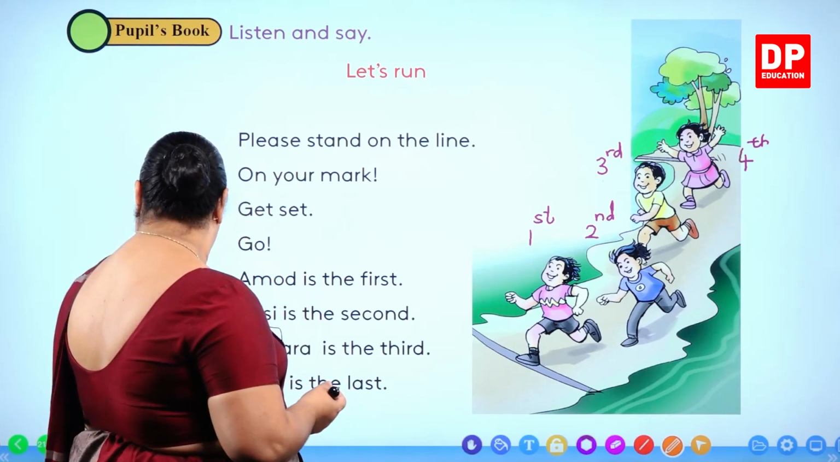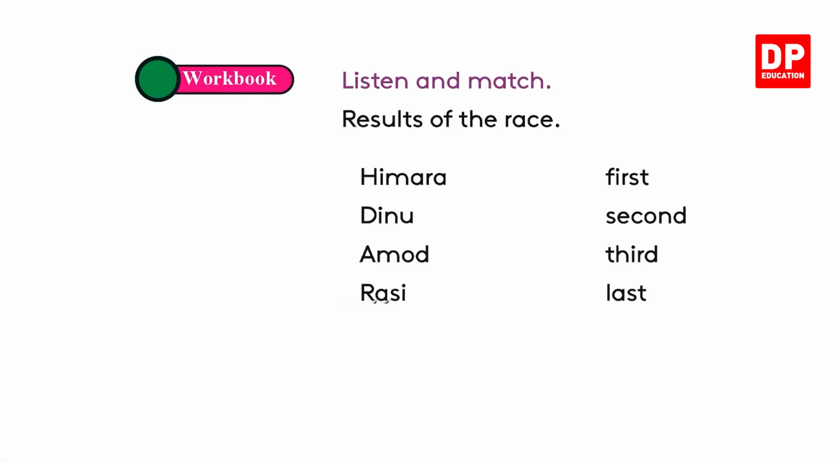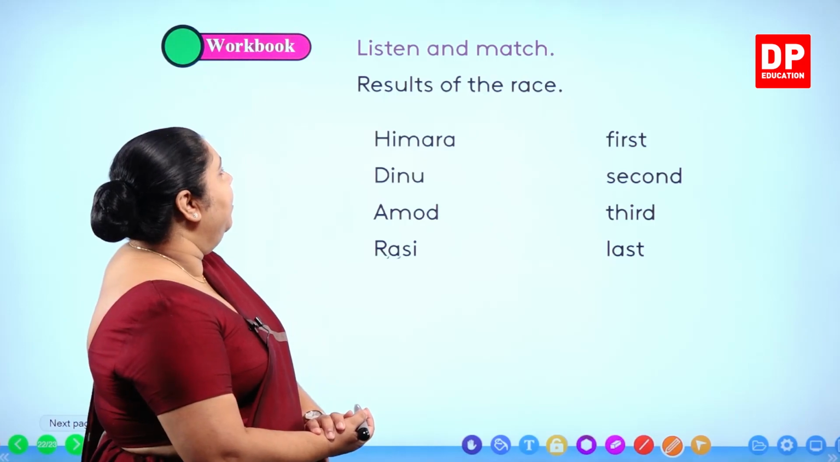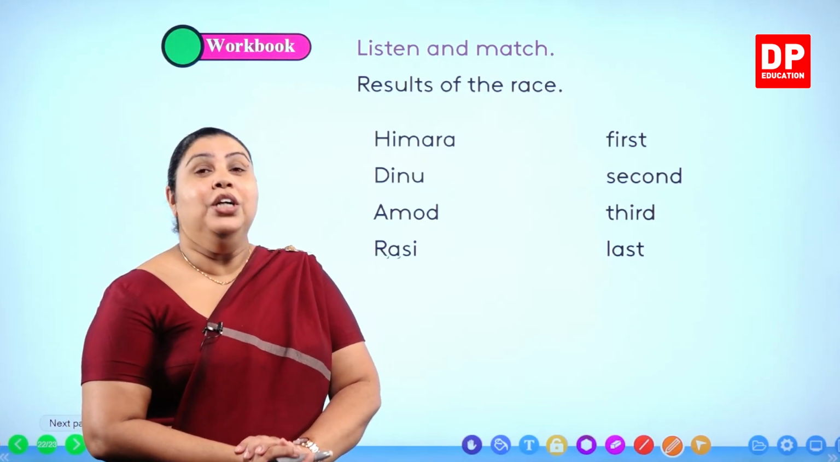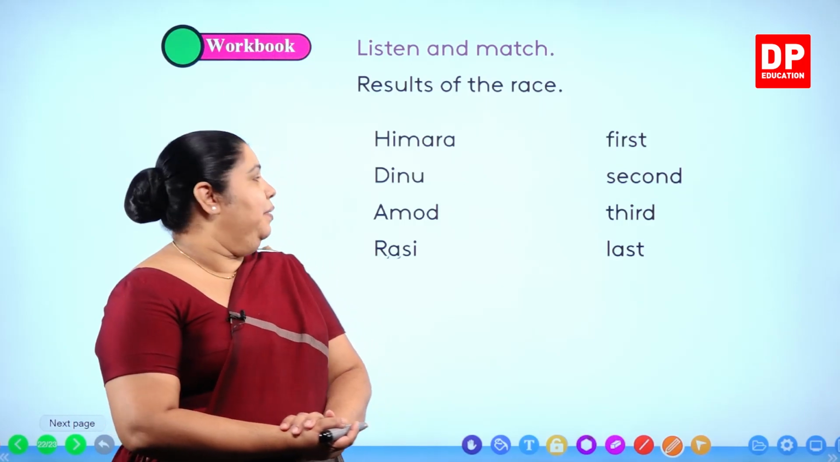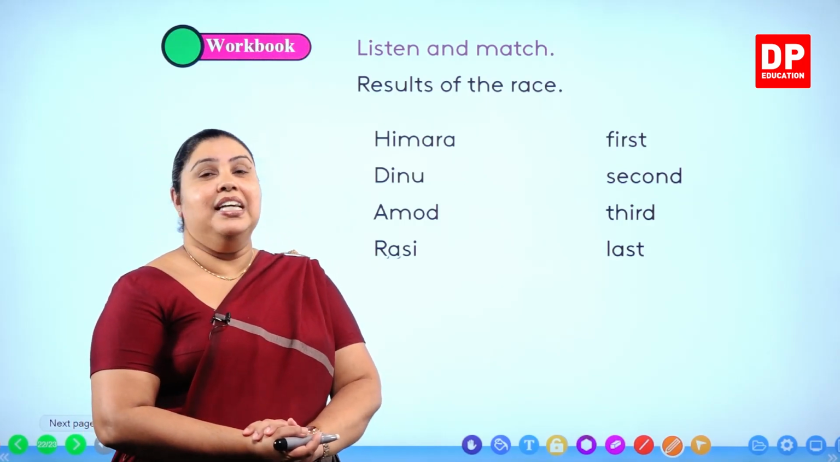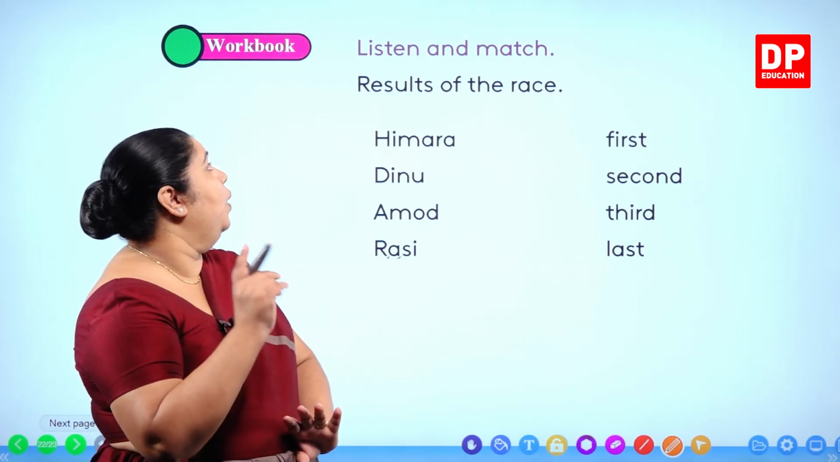Come. Right. Listen and match. Okay. Results of the race. Right? That's what I told you. To listen very carefully, remember everything that we have learned, and it is easy for us to do our workbook activity.